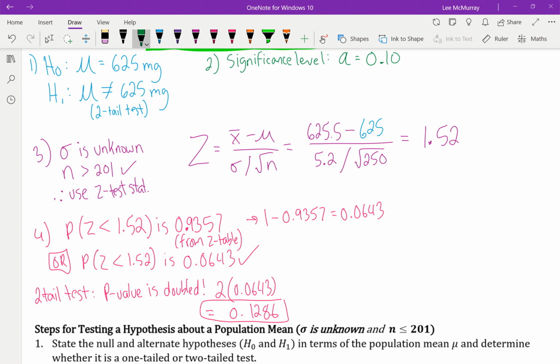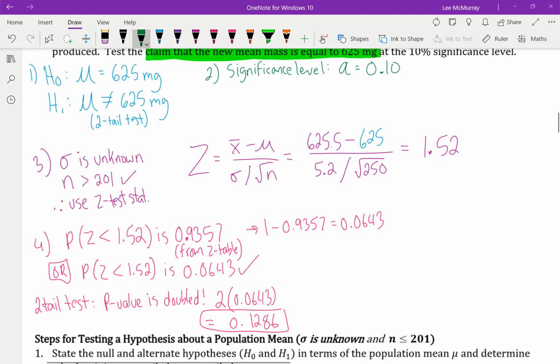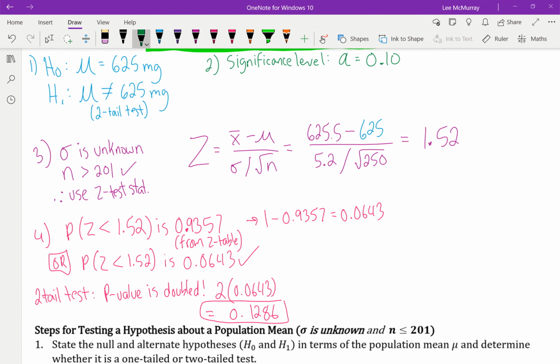Remember our significance level was 0.10. I'll mark this as step 5. So alpha was equal to 0.10, and our p-value is 0.1286. So in this case, our p-value is greater than alpha, just larger numbers, so p is greater than alpha.